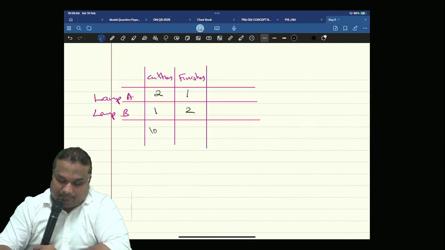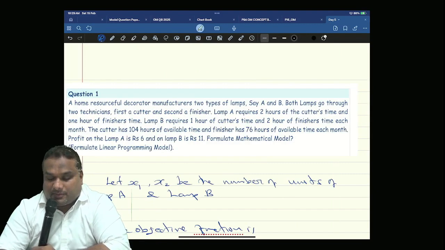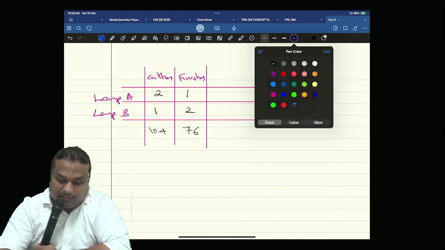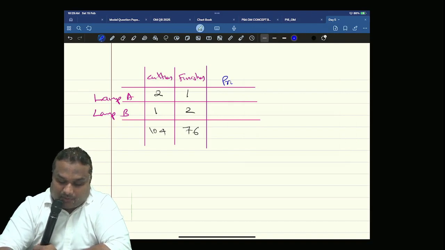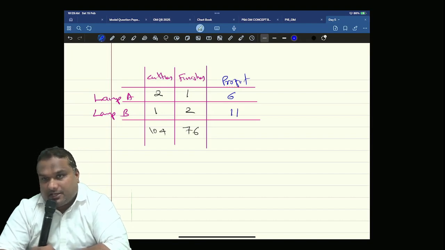The maximum available time is 104. Maximum available time is what? 76. Now the profit on lamp A is rupees 6, and the profit on lamp B is rupees 11. This is the profit. Profit is 6, profit is 11.